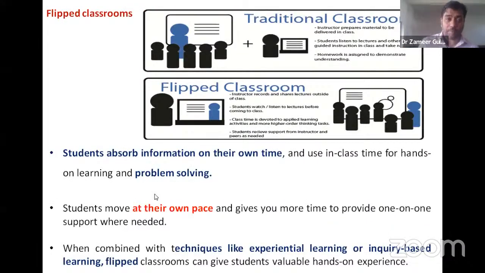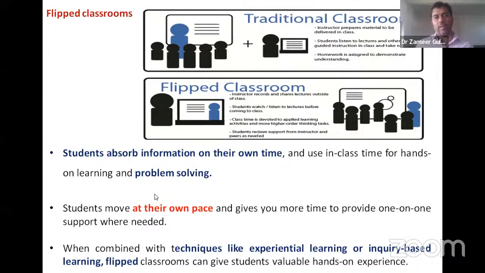The second one is the flipped classroom. It's very important and a lot of people are following it. Why is it called flipped? Because it is the opposite of the traditional classroom.